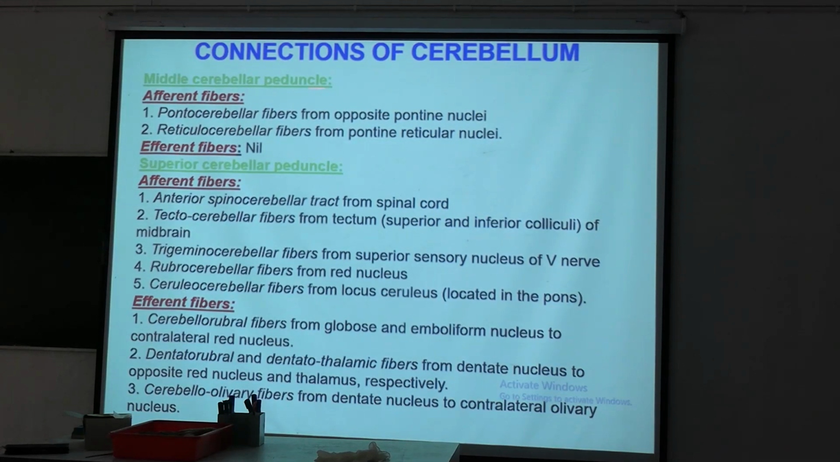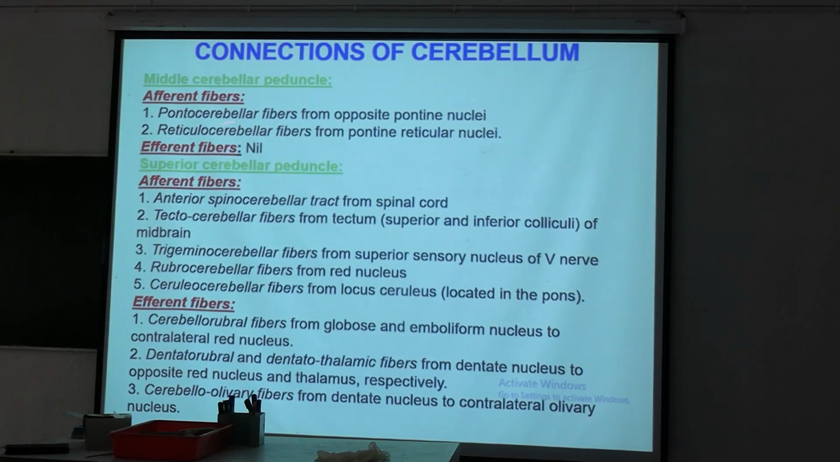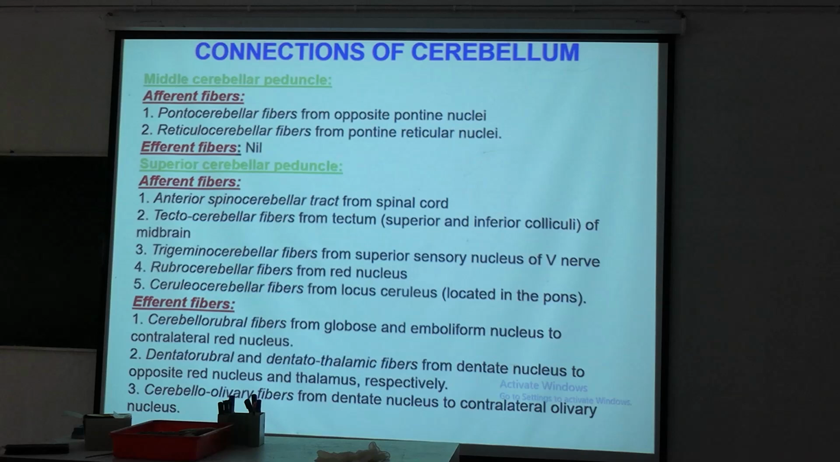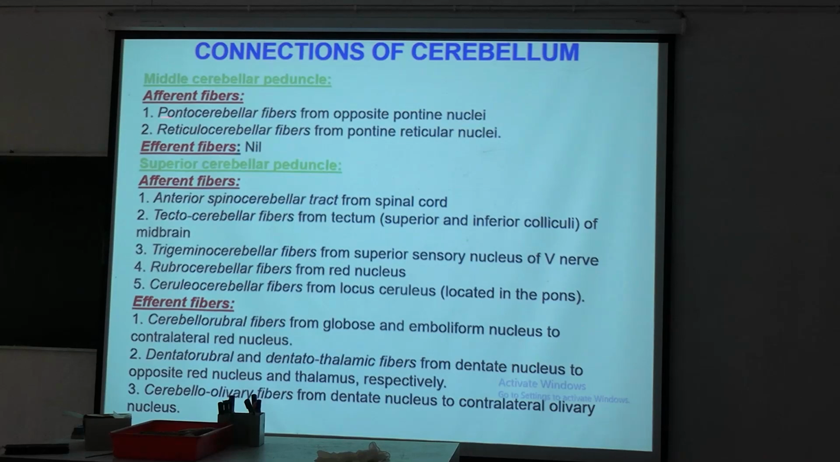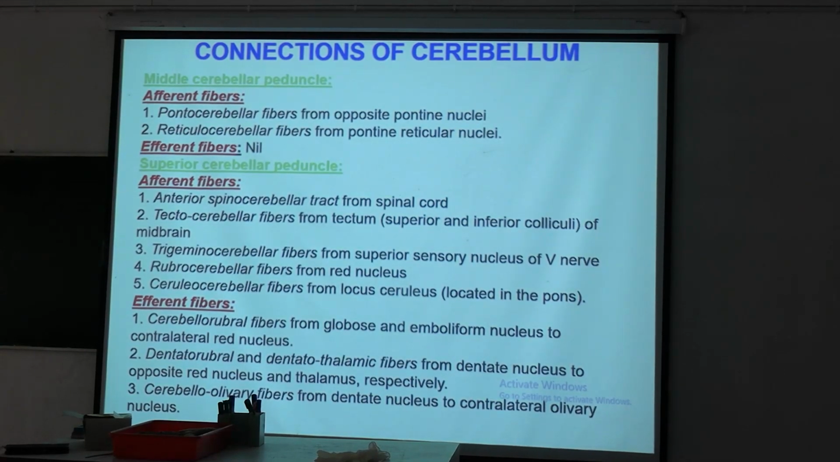Next is the middle cerebellar peduncle. Here only afferents are present, no efferent. The afferents are pontocerebellar fiber from opposite pontine nuclei and reticulocerebellar fiber from pontine reticular nuclei.